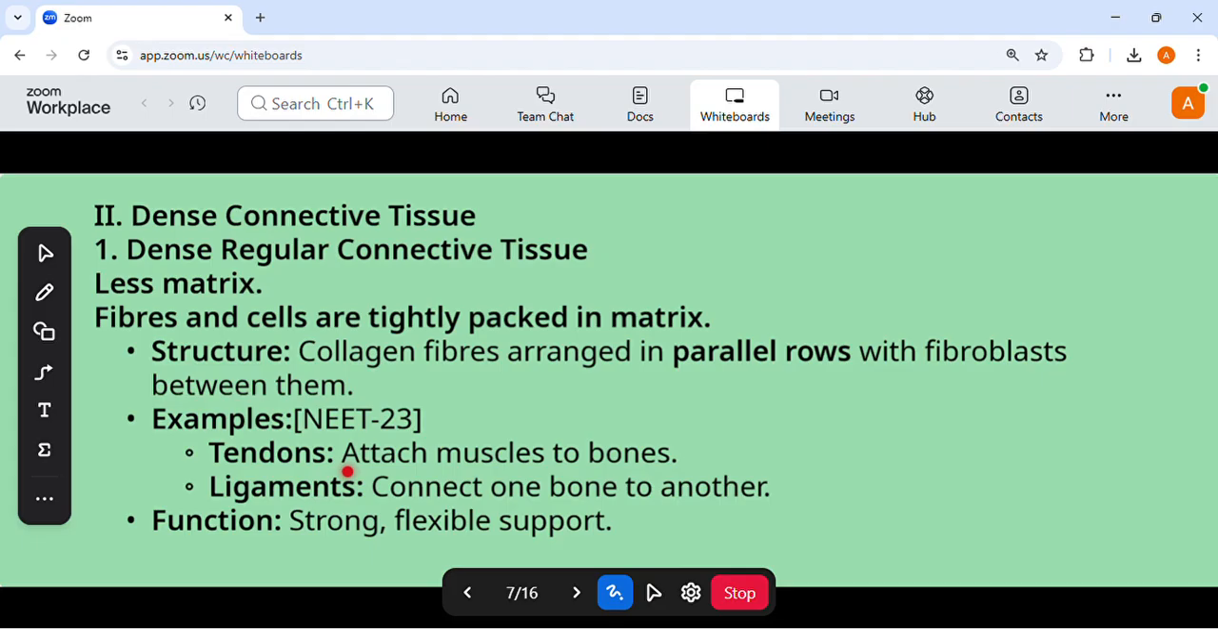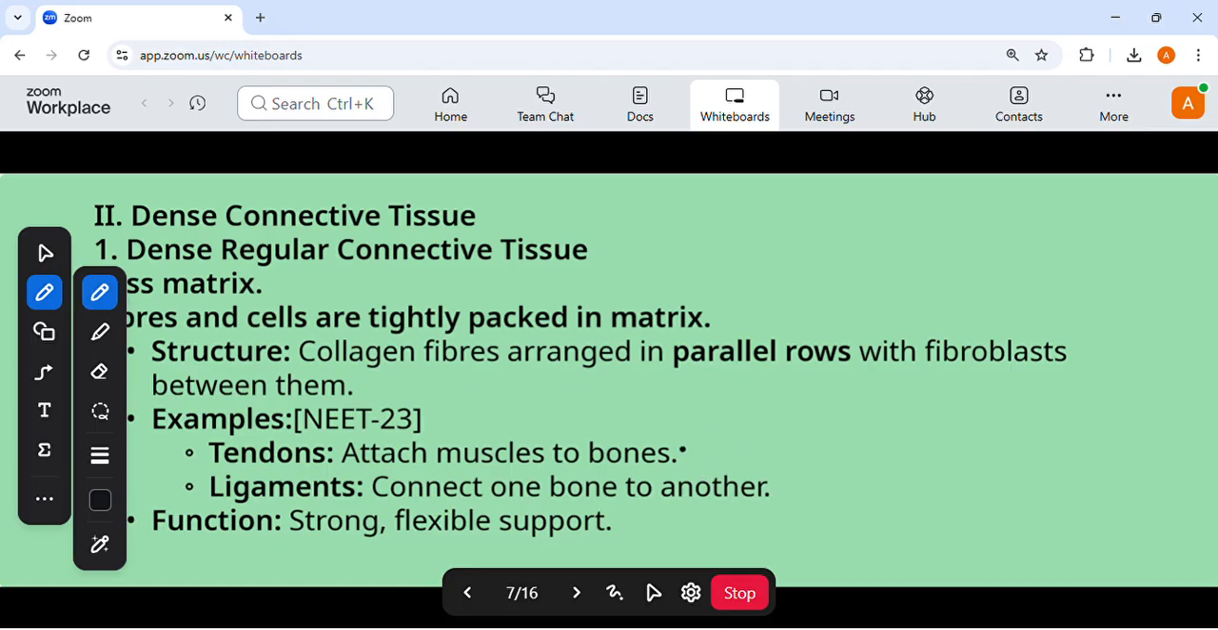Examples are tendons and ligaments. So tendon is going to attach muscle to the bone, and here only collagen fibers are present. Ligament will connect one bone to the other. Do remember, this is very important.